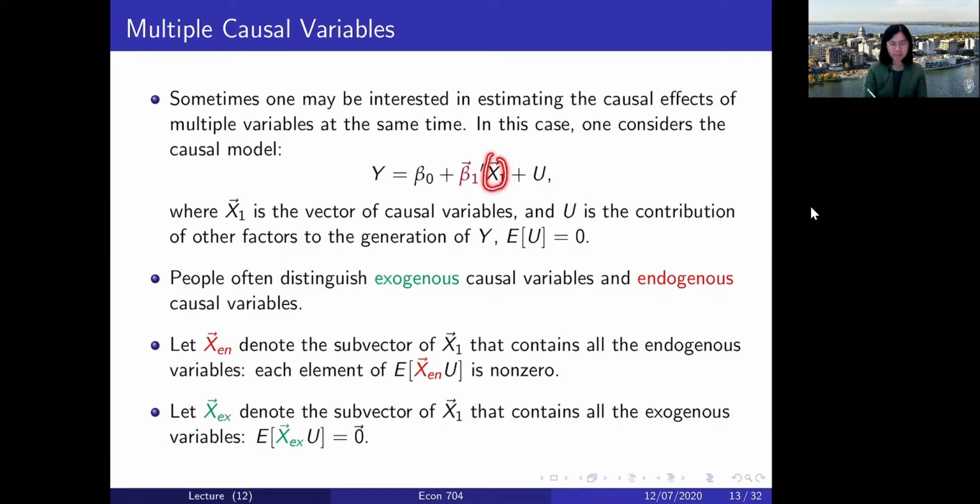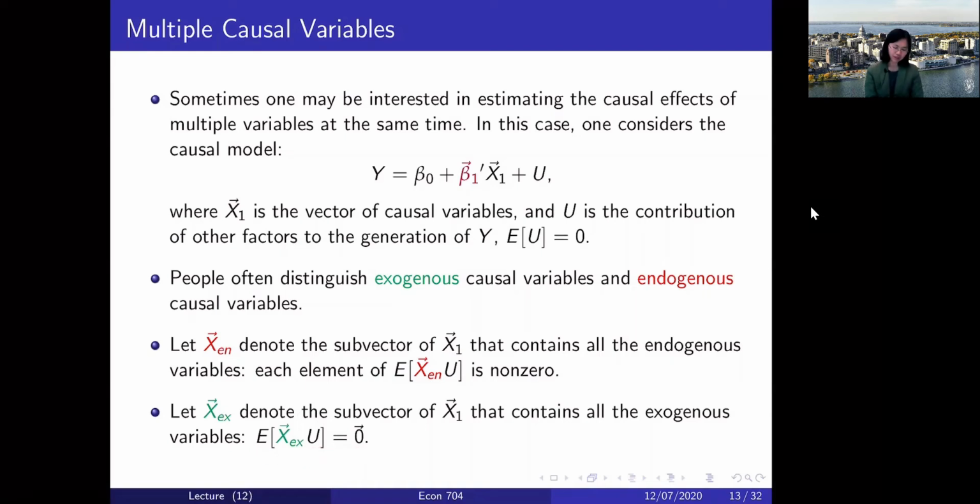Among the multiple causal variables, people often distinguish the exogenous causal variables from the endogenous causal variables. Some of the causal variables may be exogenous and some of them may be endogenous. What that means mathematically is the following. The endogenous variables are the ones that may be correlated with the error term U, and the exogenous variables are the ones that are not correlated with the error term U.